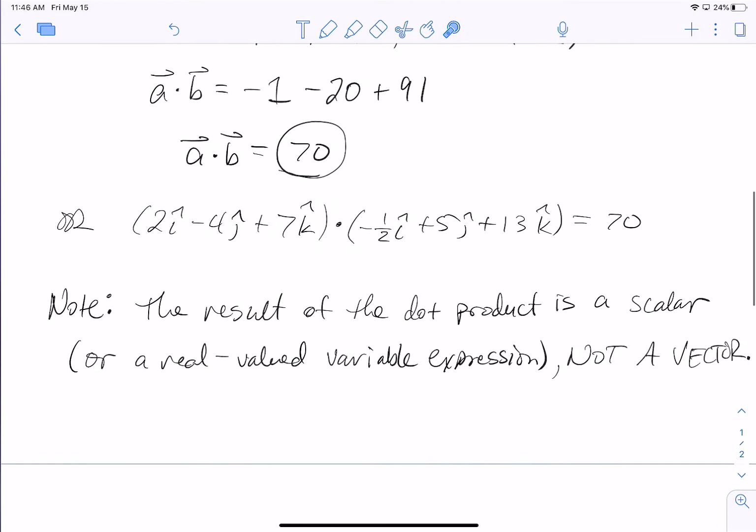Okay, so we've multiplied two vectors together using the dot product. The result is a scalar and not a vector. Very important to keep that in mind. We do have properties of the dot product.